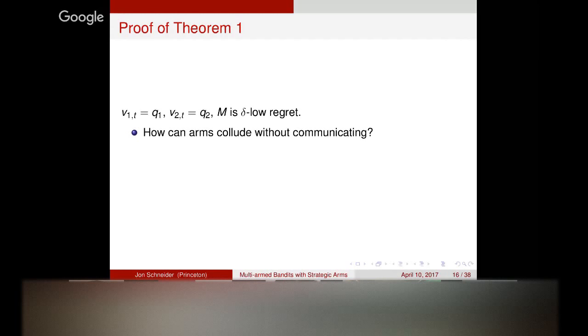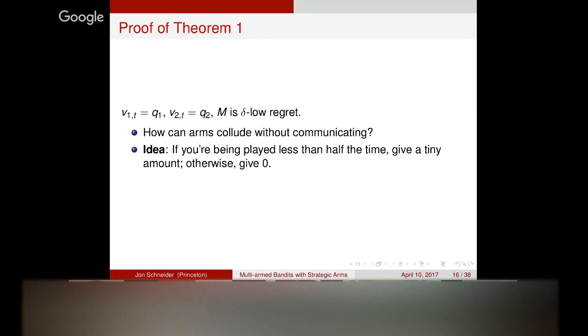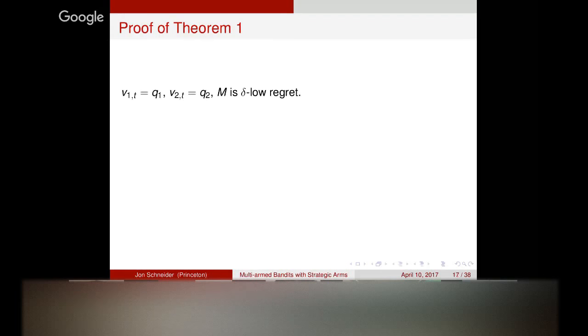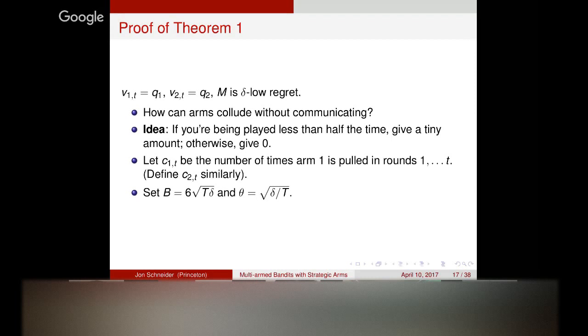So a natural question, which I sort of answered, is how can the arms collude without communicating? The idea is that if you're being played less than half the time, in this case, give a tiny amount, otherwise give zero. Just to define some notation, let C1t be the number of times arm one is pulled up to time t, and define C2t similarly. And we'll define these constants, b and theta. So b is 6 root T delta, a number much bigger than 1, and theta is root delta over T, a number much smaller than 1. It's our epsilon, basically.